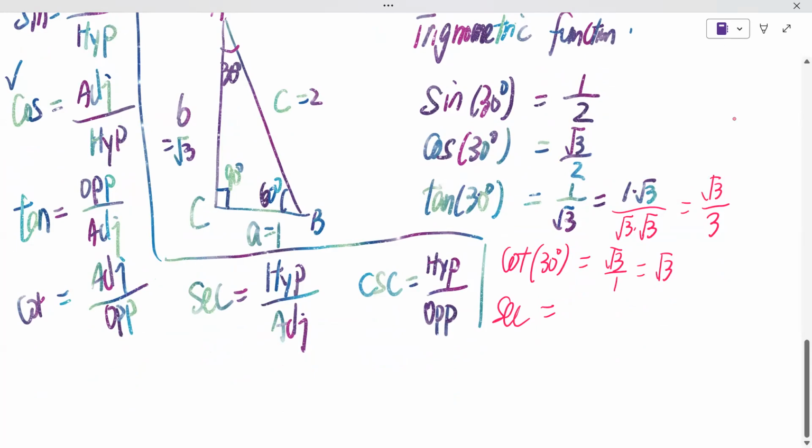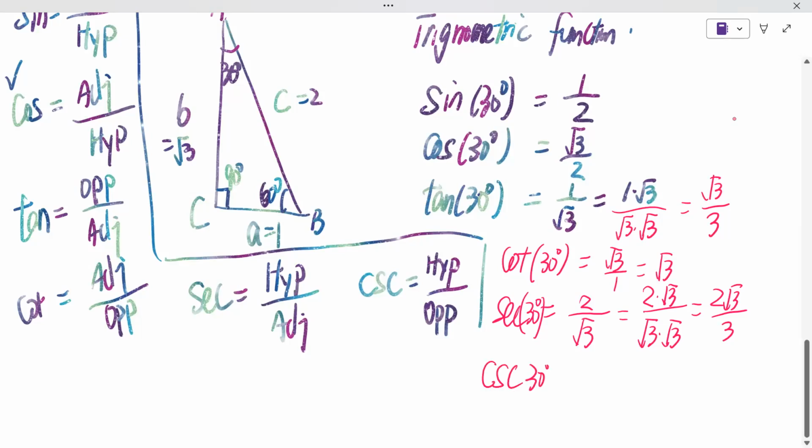So in that case, secant 30 degree will be hypotenuse, which is 2 units, over adjacent, which is radical 3 units. Again, we rationalize the denominator: 2 times radical 3 is 2 radical 3 over 3. Right? And then cosecant 30 degrees. Cosecant is hypotenuse over opposite, right? Hypotenuse is 2, opposite is 1 unit, so it's 2.